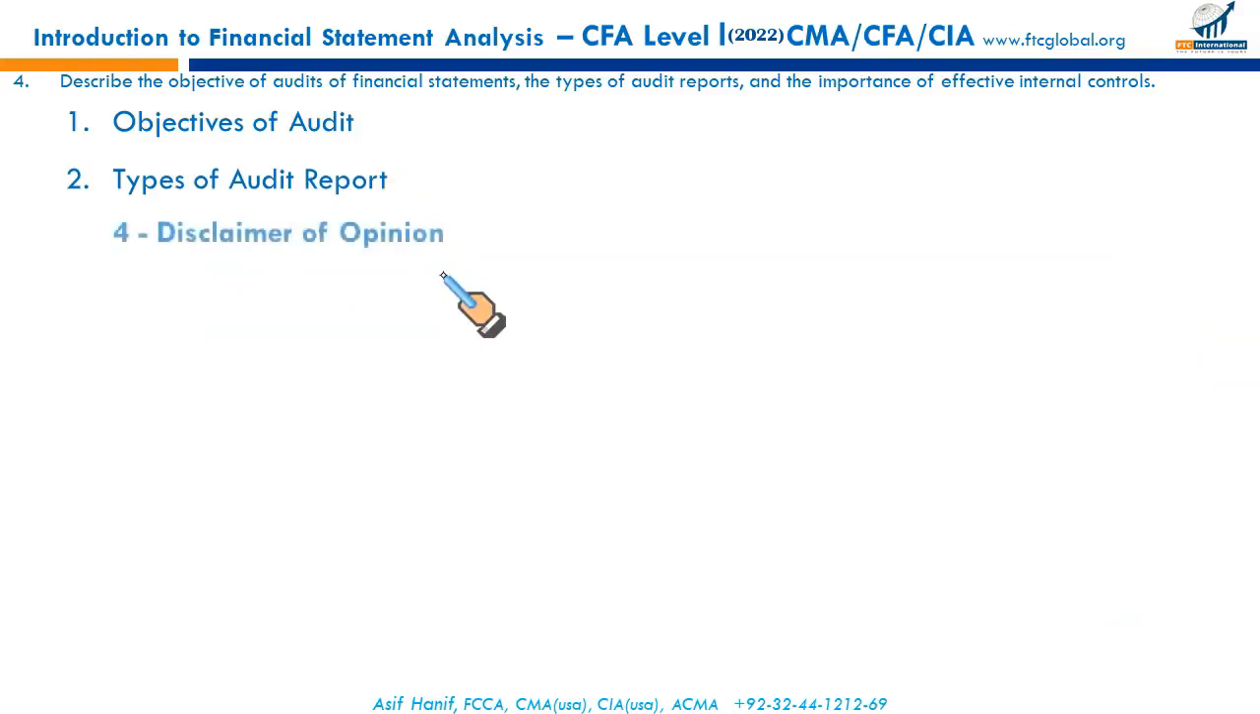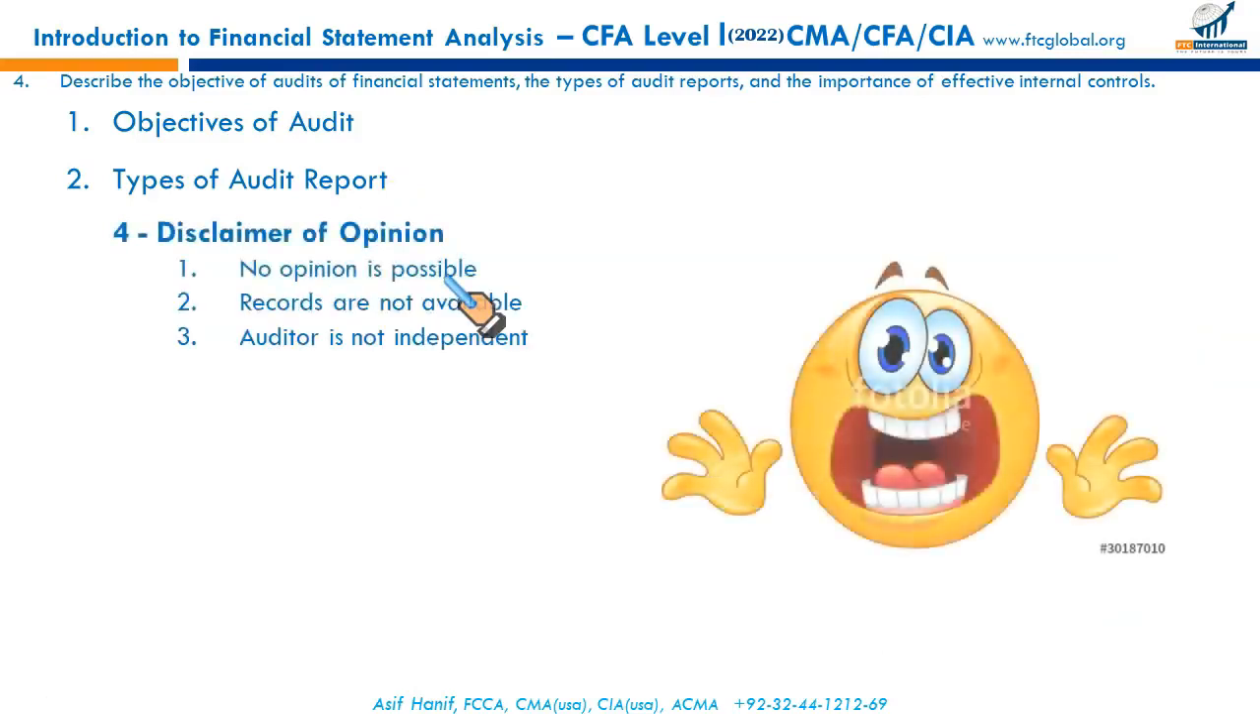So the last one is called the disclaimer of opinion. Disclaimer of opinion is given when no opinion is possible. How come no opinion is possible? Because I was not given access to records. I was not given access to physical facilities. There was a scope limitation. I was stopped from doing my work. Since I did not conduct my work, how would I form an opinion? I will refuse to give an opinion. I am unable to express an opinion. This is called disclaimer of opinion.